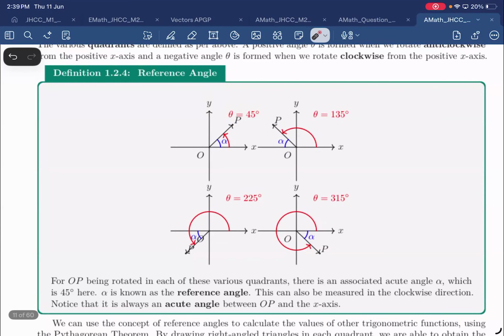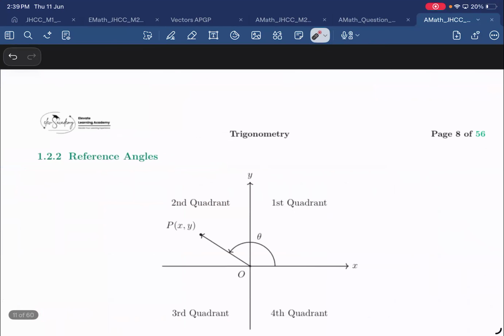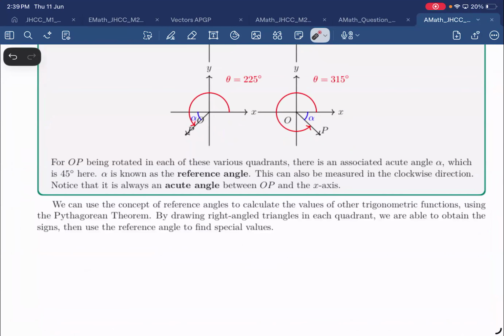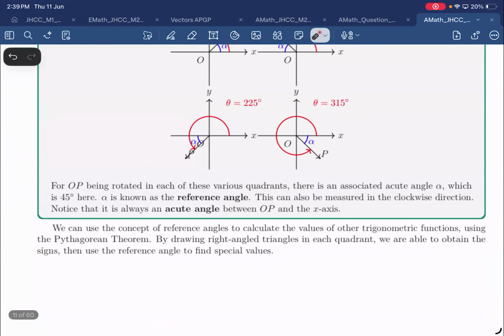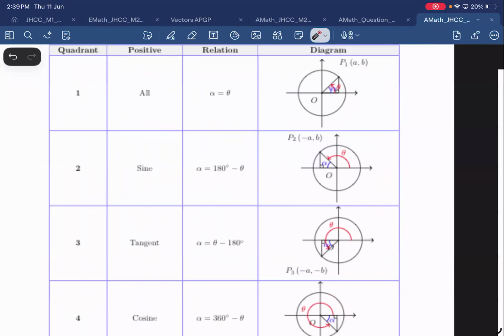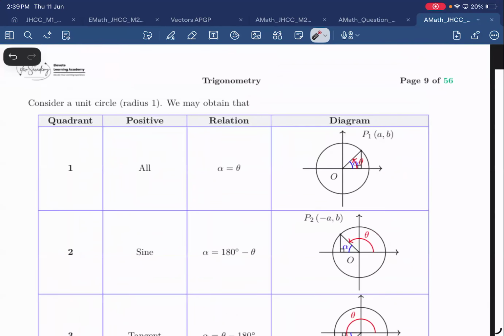So this can be used to solve this style of questions. We'll see in a little bit. The important thing is the reference angle is always acute. We can see an example, not quite yet. But how do we obtain the reference angle?